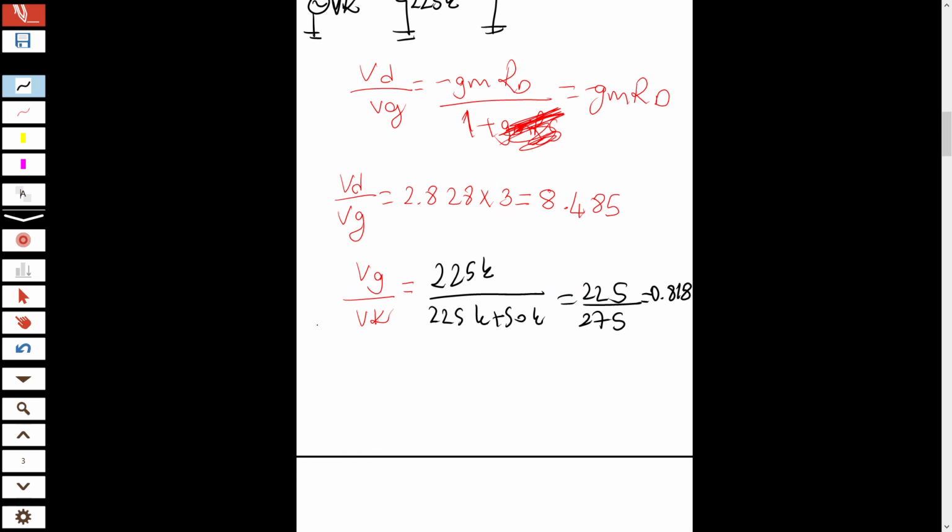So total gain will be the multiplication of these two. V output over Vk equals V output over V gate times V gate over Vk, and it is 8.485 times, and here there is minus sign also, times 0.818, it is 6.94.